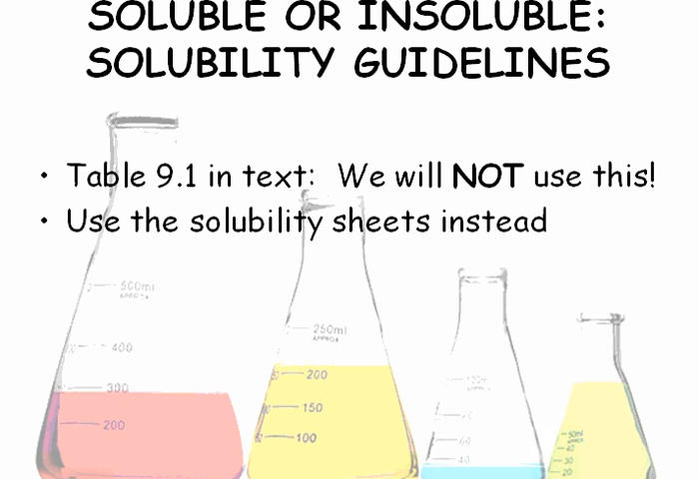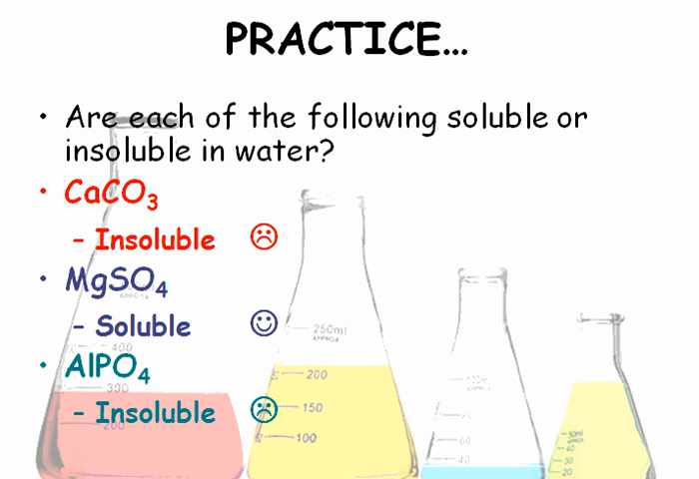So there are basically some guidelines, okay? It is in your textbook. We're not going to use that, of course. We are going to use the solubility sheets instead. So basically, you need to look them up. So calcium carbonate, okay, that would be considered insoluble. Magnesium sulfate would be considered soluble, and aluminum phosphate would be insoluble.